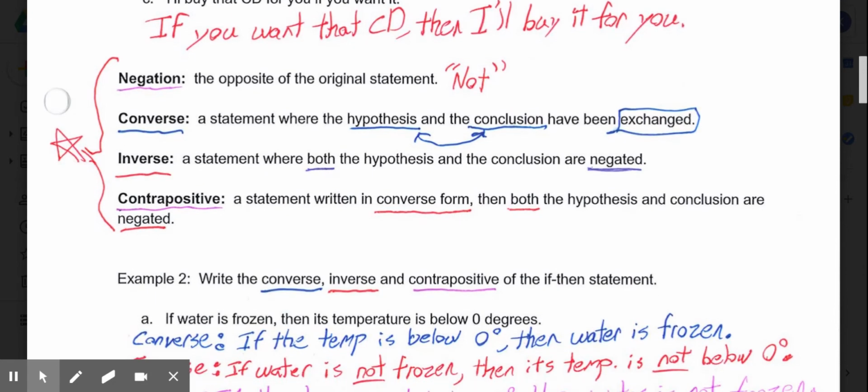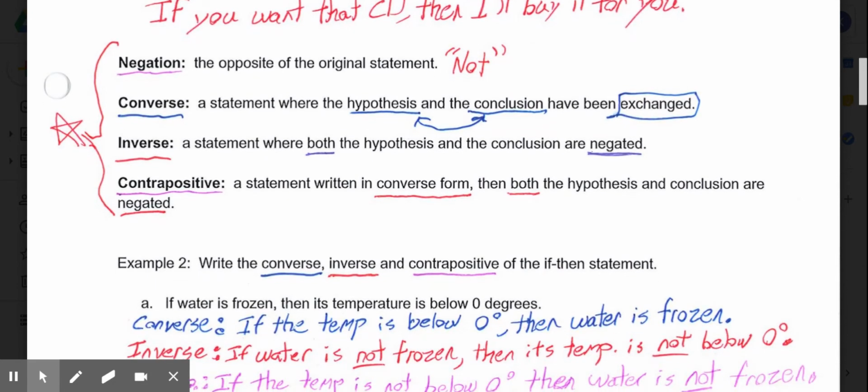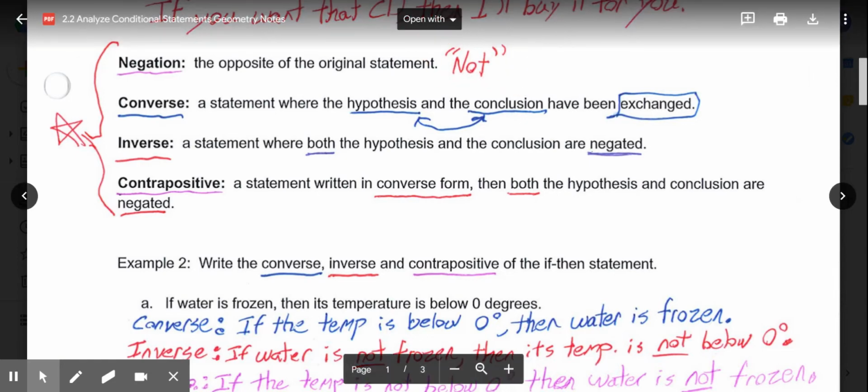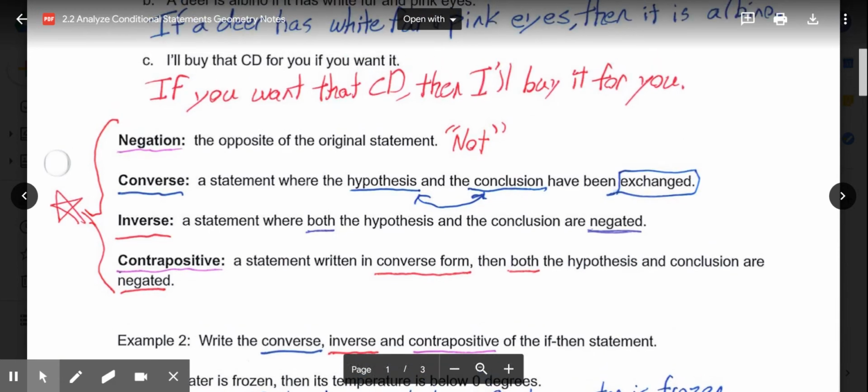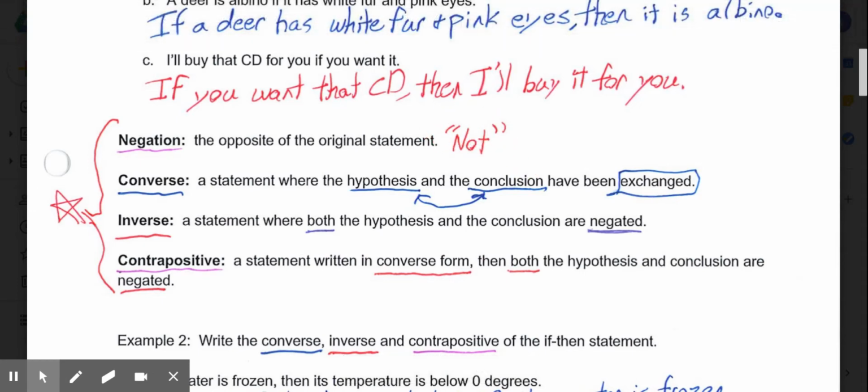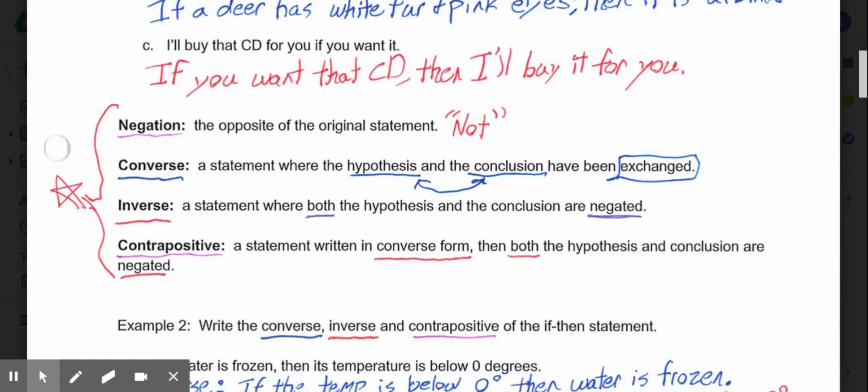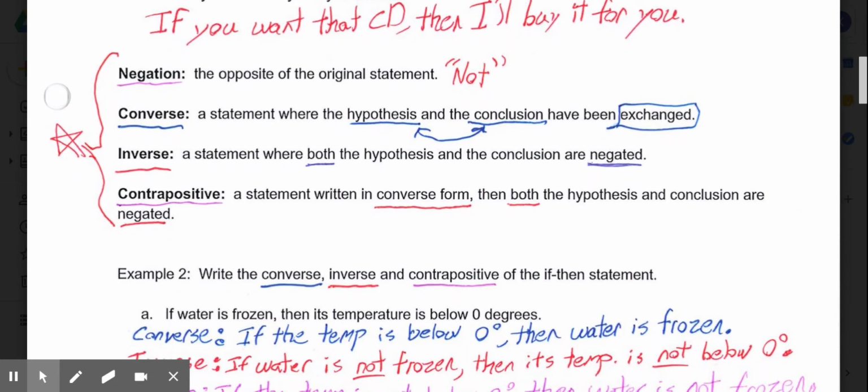Then we get into four different terms related to conditional statements. Negation is the opposite of the original statement. So we're looking for something like the word not. The opposite would include that idea of not: if you do not want that CD, then I will not buy it for you. Converse. The converse of a statement is where the hypothesis and the conclusion have been exchanged.